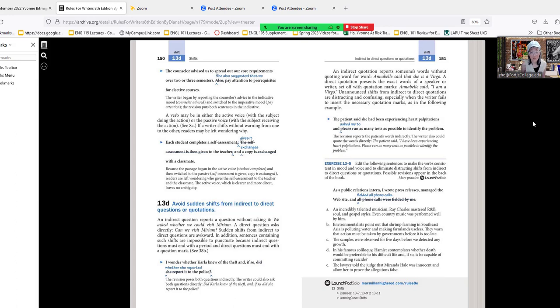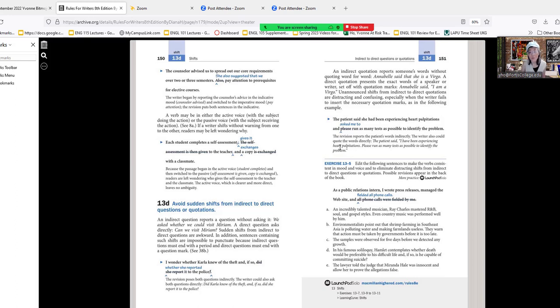And so unannounced shifts from indirect to direct quotations are distracting and confusing, especially when the writer fails to insert the necessary question marks, as in the following example. The patient said she had been experiencing heart palpitations, so that's an indirect quotation, and asked me to run as many tests as possible to identify the problem. And so here, if you start your sentence with an indirect quotation, you have to end your sentence with an indirect quotation, therefore making everything consistent. So this revision reports the patient's words indirectly. In other words, indirect quotation and indirect quotation.